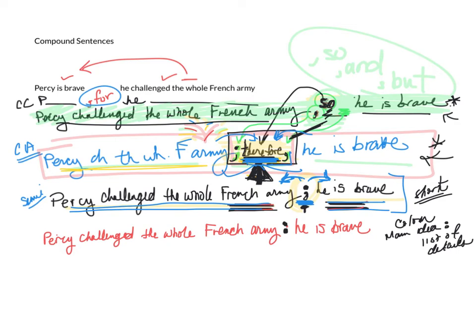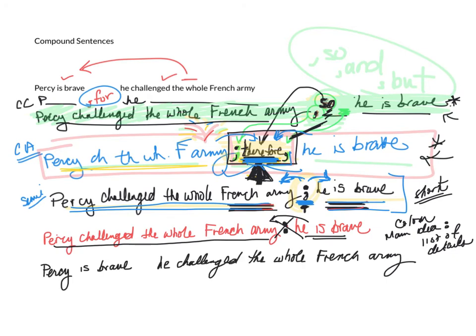And you can, in fact, have a list of one. But for me to use a colon, I would have to be saying that this is the main idea, that Percy challenged the whole French army, and that this is then a detail, he is brave. Well, is this a detail that fits under this? No, then I can't use a colon. These structures are not interchangeable. You can't just plug them in. But let's take a look at another option.